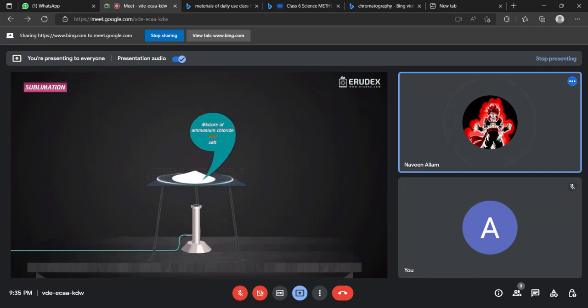Take a mixture of ammonium chloride and salt in a watch glass. Cover the watch glass with a glass funnel. Heat the mixture. Ammonium chloride is sublimed as pure vapors. These vapors settle down on the sides of the flask, and salt is left out in the watch glass.